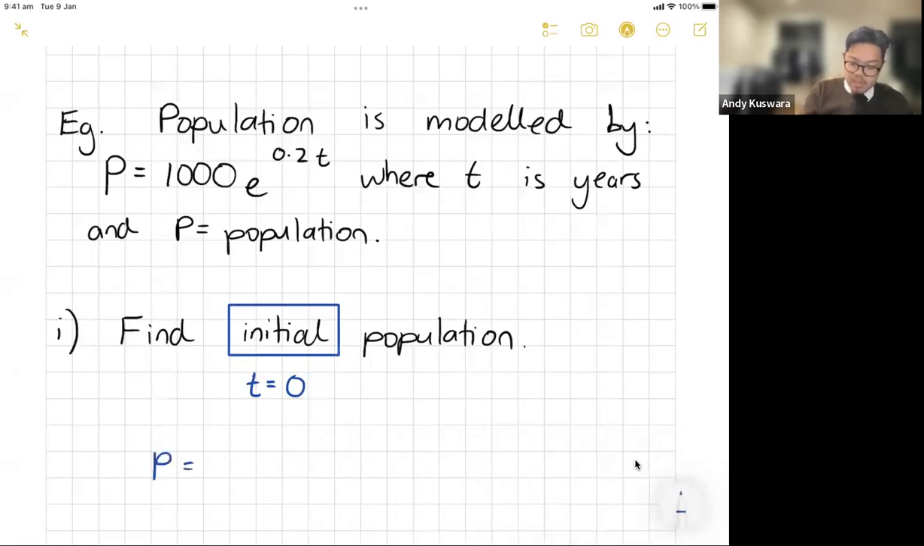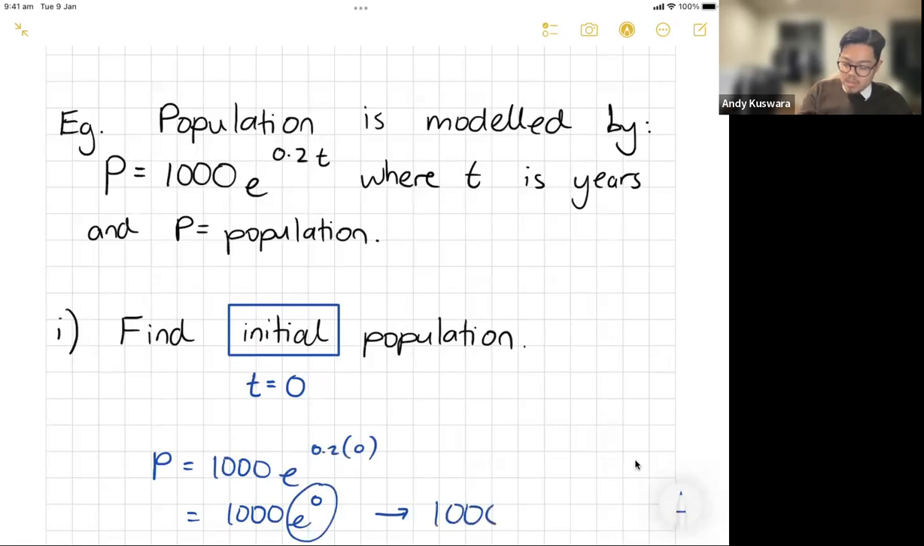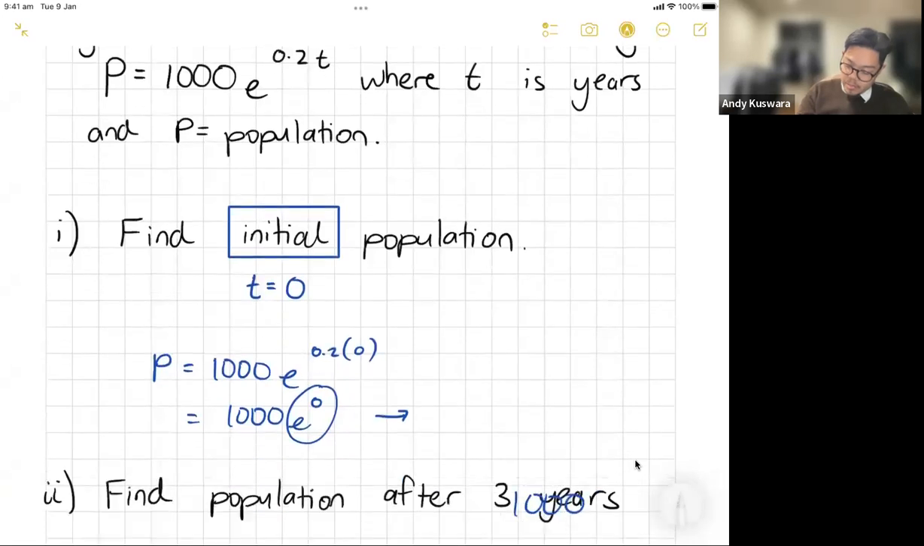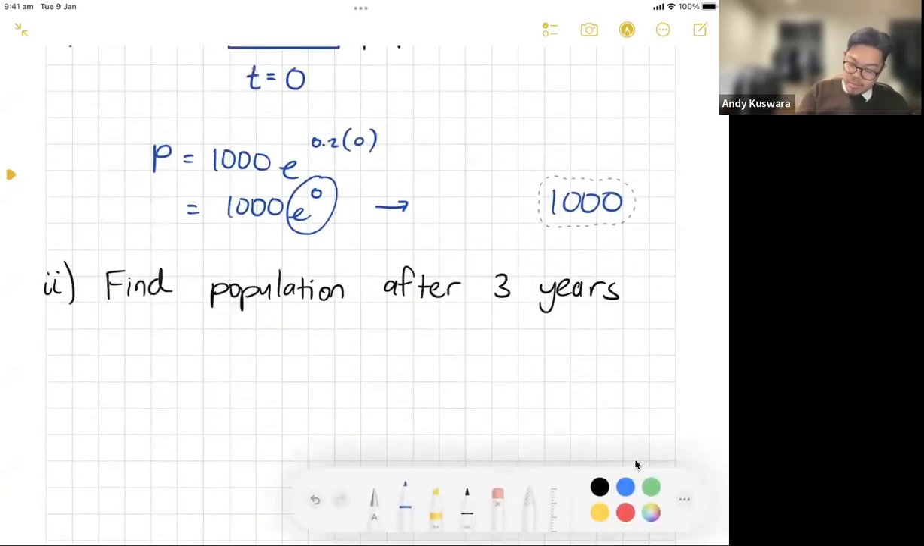So population is going to be 1,000 e to the 0.2 times 0. That just becomes 1,000 times e to the 0. Anything to the power of 0 is 1. So this just becomes 1,000. So what's my initial population? 1,000. So far, so good. I hope so. Because I'm a bit pedantic, I'm just going to write P equals 1,000.